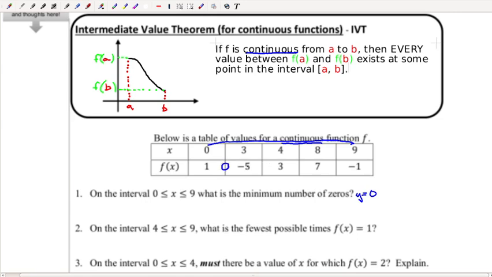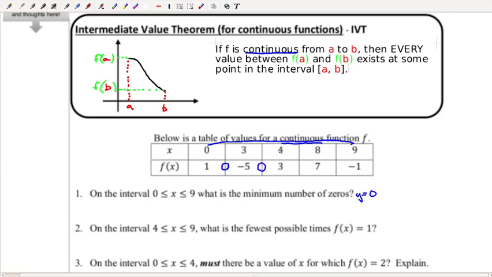Then I go from 3 to 4. My x values go from 3 to 4. My y values go from negative 5 to 3. So here I am below the x-axis at negative 5, and it goes up, up, up, up, up to 3. So are we guaranteed to have a y value of 0 between negative 5 and 3? Again, the answer is yes. 0 is between negative 5 and 3.